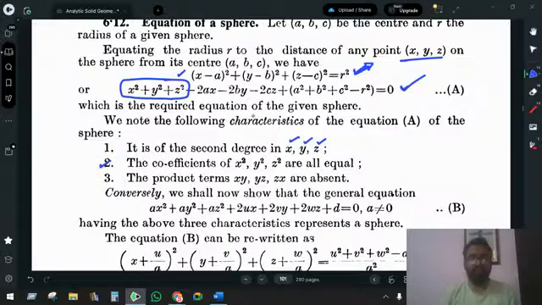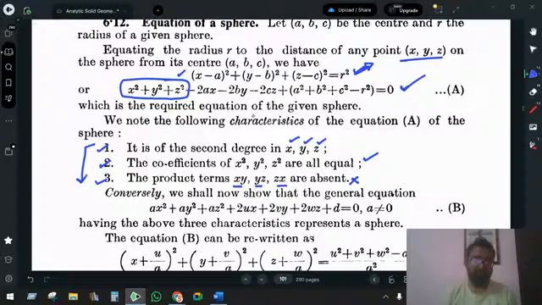The coefficients of x square, y square, z square must all be equal. Either all are negative or all are positive, but at the end all must be equal. If there is a minus, we can take it common and send it to the other side. And the product terms xy, yz, zx are absent. So there is no product xy, yz, zx. These three conditions are most important.